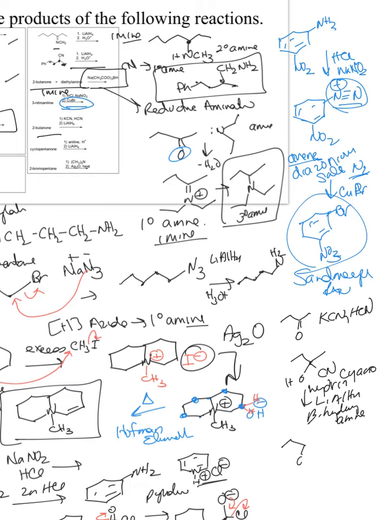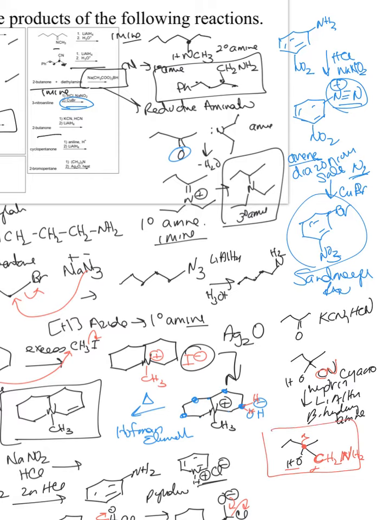So the OH stays the same, but now this nitrogen here, carbon, becomes CH2NH2. So there's your alpha. This is your beta, because you count from the nitrogen, alpha, beta. That's your beta hydroxyamine.